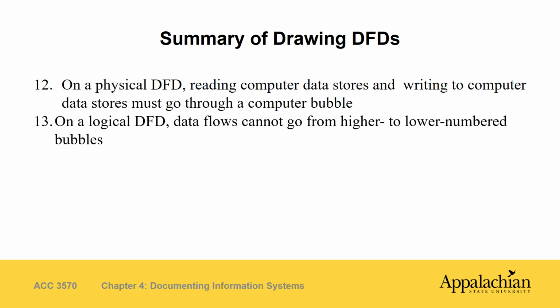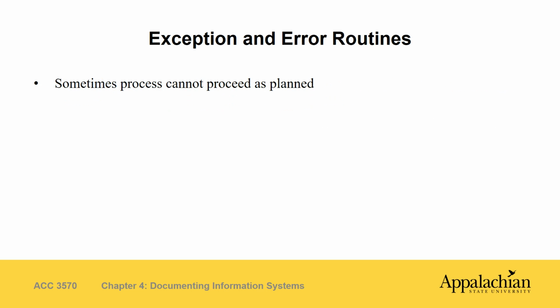On a logical data flow diagram, data flows cannot go from higher to lower level numbered bubbles. So remember, with a logical data flow diagram, always go from 1 to 2 to 3 and not from 3 to 1. Part of that is keeping in mind what the flows are, making sure that you put them in order with the table of entities and activities, and then numbering them within that annotated table of entities and activities, and then placing those within your logical data flow diagram.